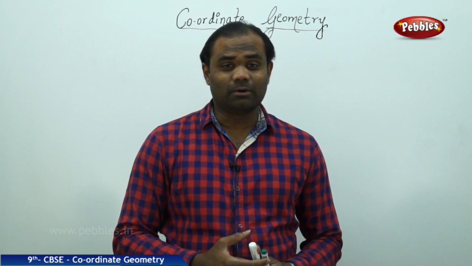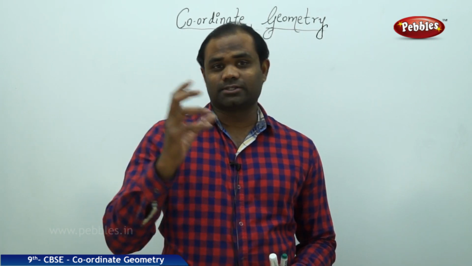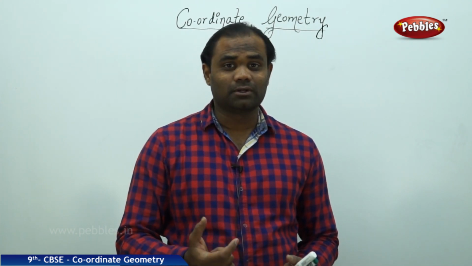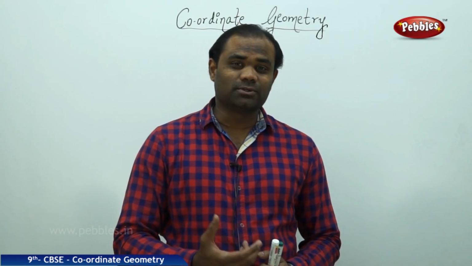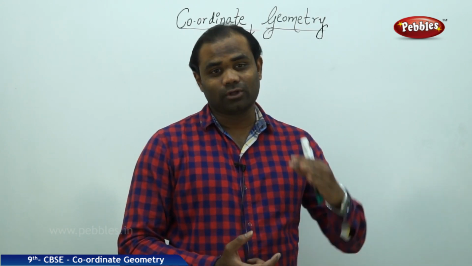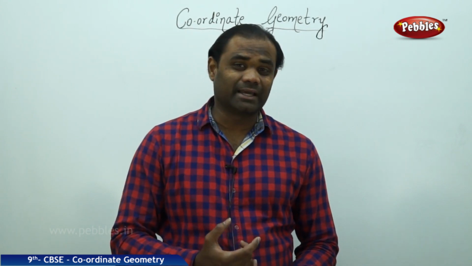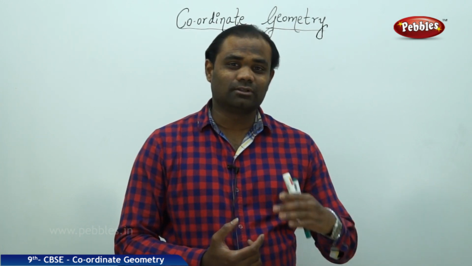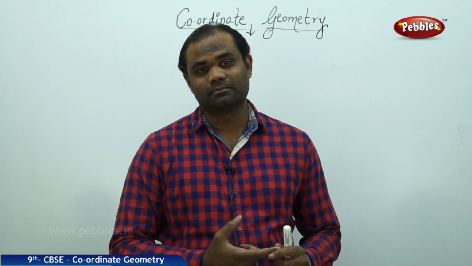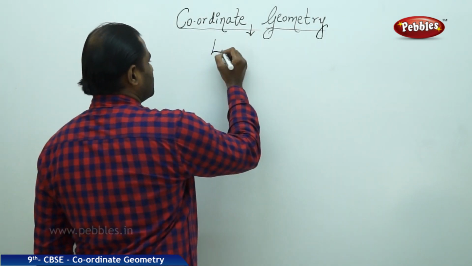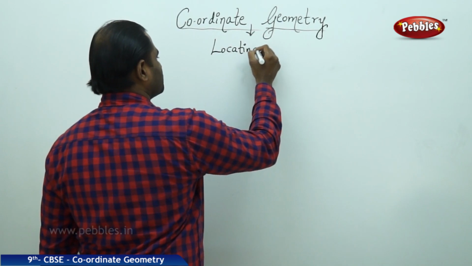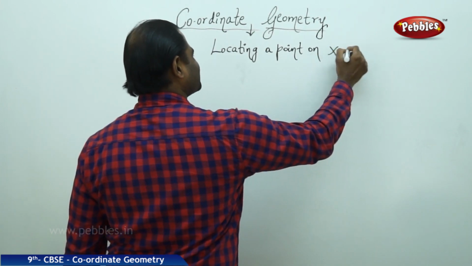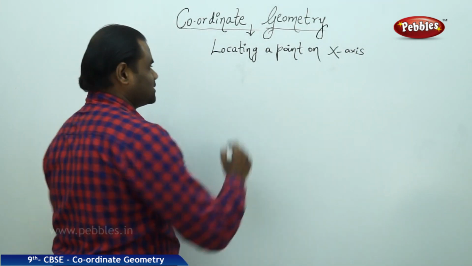Now that we have discussed locating a point in various regions of quadrant 1, quadrant 2, quadrant 3 and quadrant 4, now comes the question of what would be the position if I would like to locate a point on the horizontal axis or the vertical axis itself. So today's session is about locating a point on the x-axis, the horizontal axis, initially.